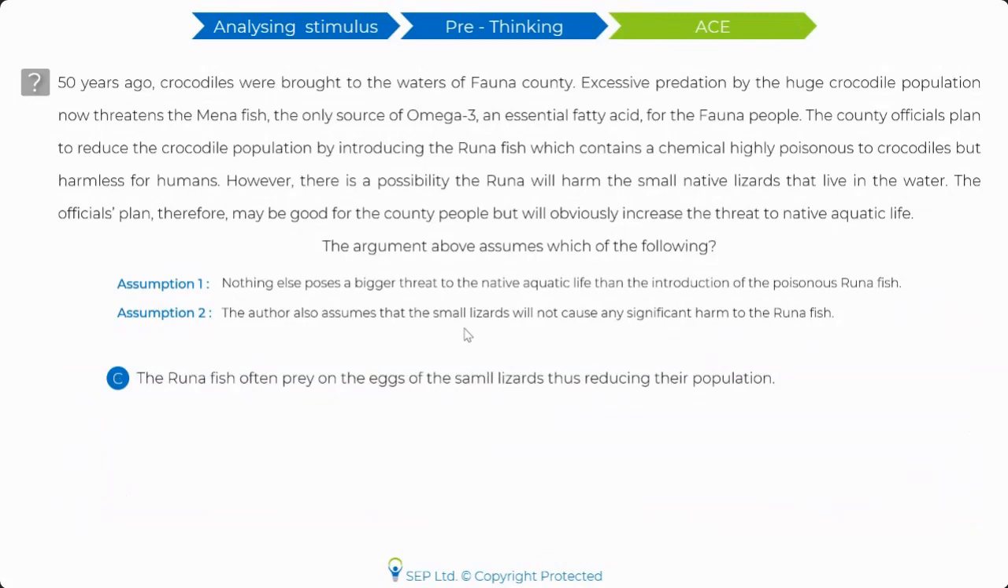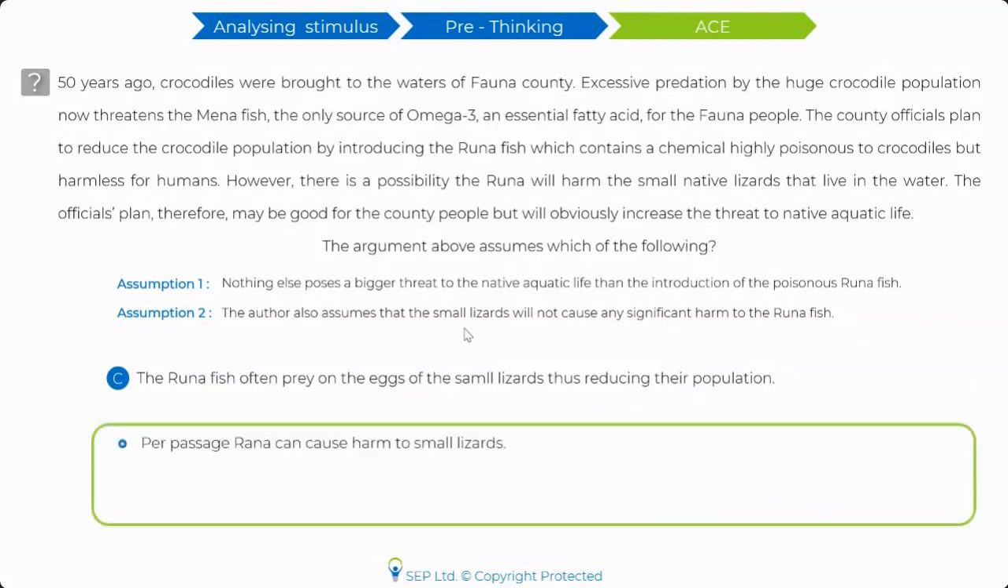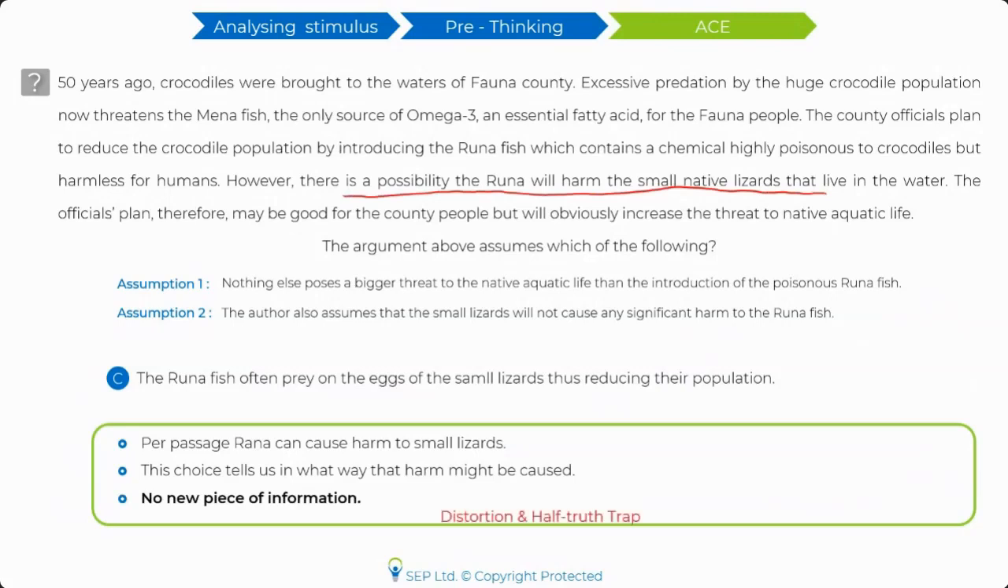C, the Runa fish often prey on the eggs of the small lizards. Here we are talking about the way in which Runa can harm. But we already know that there is a possibility that Runa will harm. So this choice only tells us how that harm will be caused. In that sense, it's just a distortion of the given information, no new information, and therefore not the correct choice. So again, a lot of you chose choice C. Are you clear why choice C is not the answer? Yes, Pratibha, now you've got it. Good. So remember Govindam, it doesn't tell us how the threat will be increased. It just tells us it's a threat, but how the threat will be increased is not pointed out by choice C.